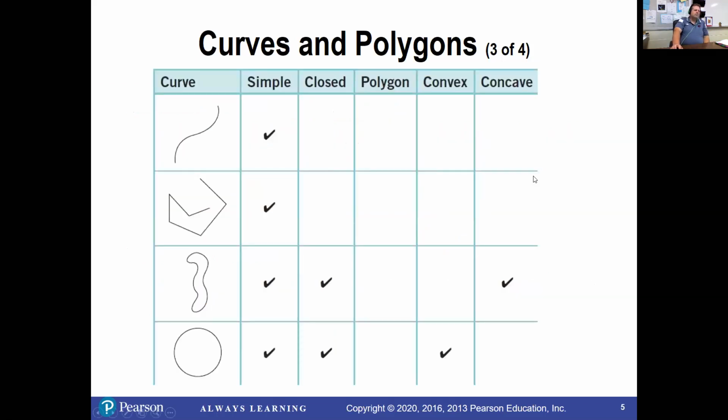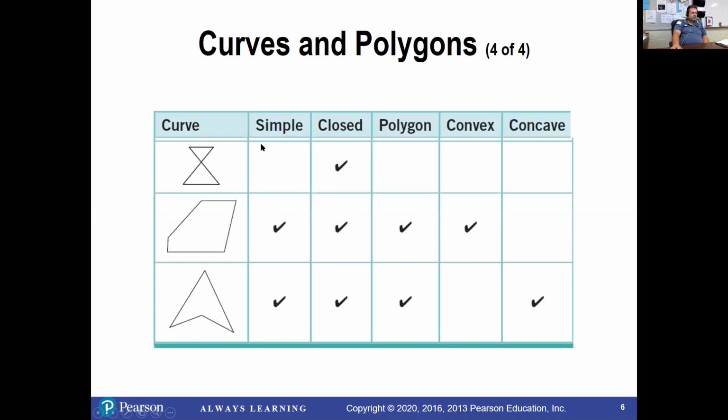Just some naming. This here is a curve. It's simple. It starts in one place, but it ends in a different place, so it's not closed. Here you have a curve that is not closed, but it's simple because of that gap. But here it's closed. It's simple and it's closed. And once you know it's closed, then you can look: is it a polygon, convex, concave? It's concave because I can draw that line through here. And then a circle: simple, starts in the same spot, and it's closed because there are no gaps. It's convex because with that line drawing, once I go out, I don't go back in again.